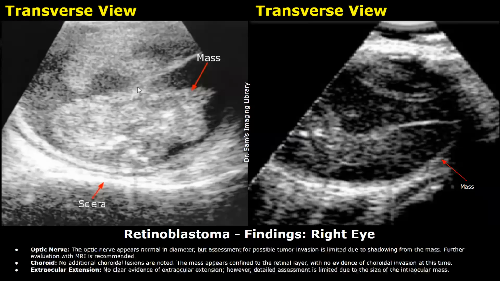The optic nerve appears normal in diameter, but assessment for possible tumor invasion is limited due to shadowing from the mass. The shadowing is not shown in these images, it is at a different level. Further evaluation with MRI is recommended.